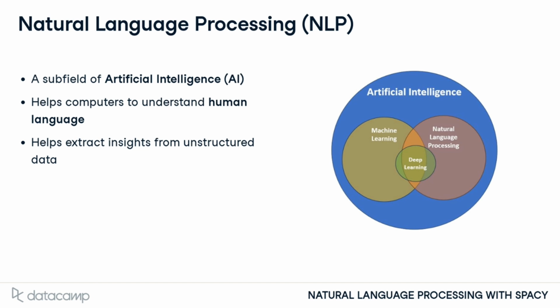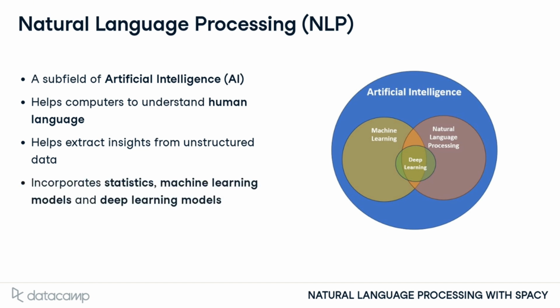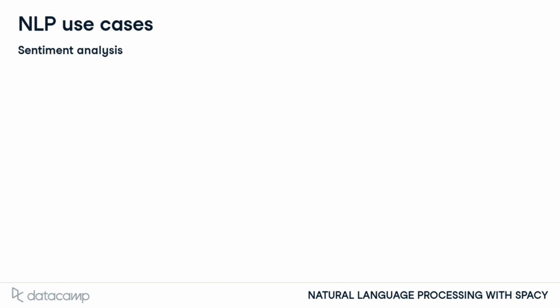Unstructured data, such as textual data, is information that is not organized in a predefined manner. NLP incorporates statistics, machine learning, and deep learning models to understand human language, intent, and sentiment. NLP has many applications. We will introduce 3 well-known use cases: sentiment analysis, named entity recognition, and chatbots.